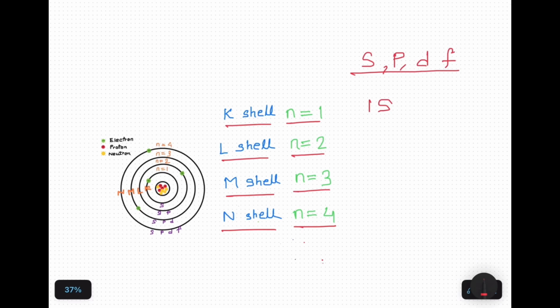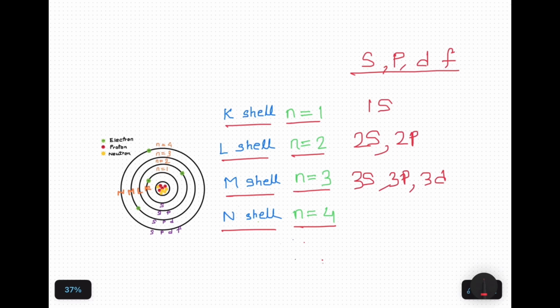The 1 is because this subshell belongs to the first shell. Now, L shell contains two subshells S and P, and they are called 2s and 2p because they belong to the second shell. Now, the M shell contains three subshells S, P and D, and they are called 3s, 3p and 3d because they belong to the third shell.